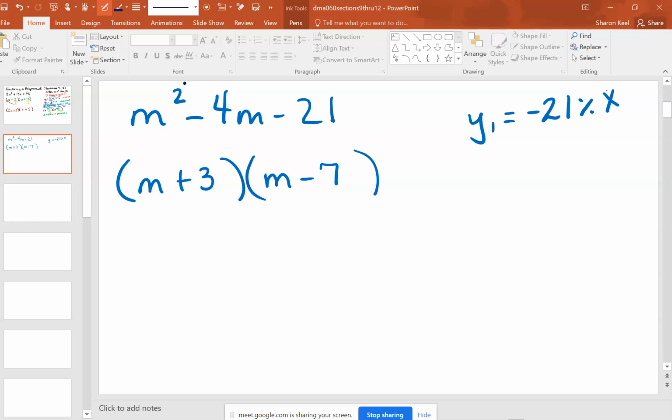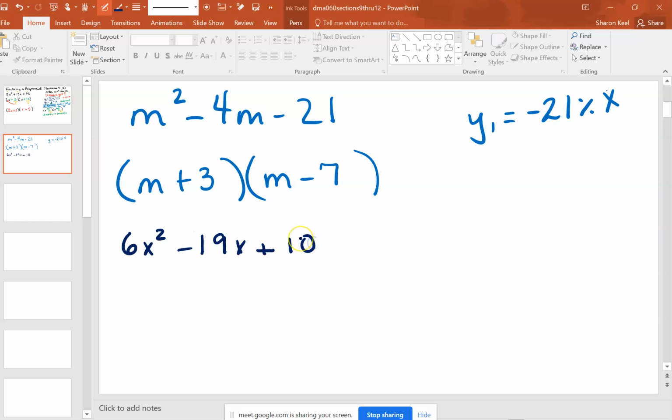Let me find another one. Let's try this one. Here's one that's going to be 6x squared minus 19x plus 10. It's in descending order. I check and there's not a common factor. So I'm going to factor it into two parentheses. When I do this, I notice I have an a value at the beginning, so I'm going to go ahead and put here divided by 6.